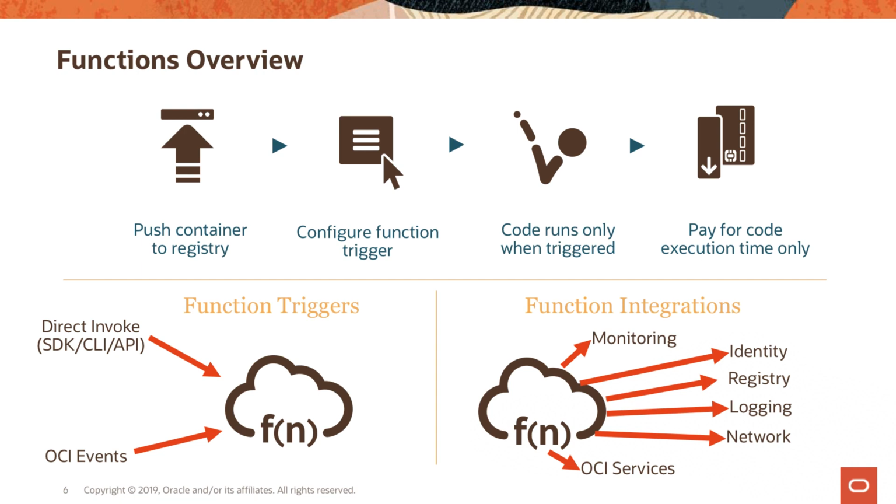The function service integrates very nicely in the OCI ecosystem, so you get very useful metrics with built-in monitoring. It runs in your VCNs, and you can specify the subnets to use, etc. It also integrates with the IAM service, the Identity and Access Management service in OCI.